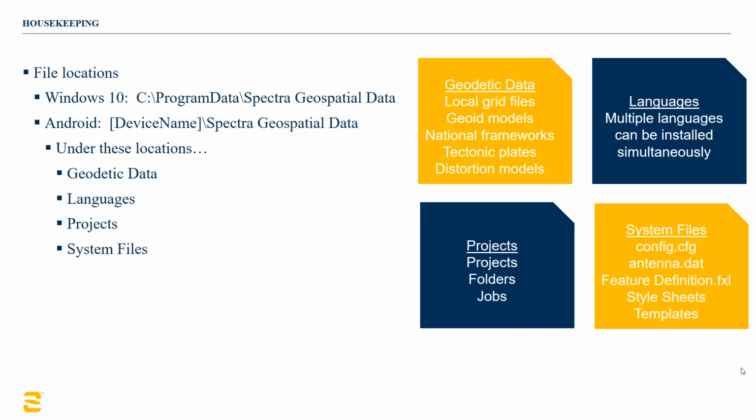Then we have the system files. How is the program going to be configured? The antenna definitions, your feature definition. You notice that that's an FXL file, so that's the same as Survey Pro did. Your style sheets and templates, and we'll get into that a little bit more. I talked about what style sheets and templates did 2 weeks ago, but I'll actually show you where they're at today.